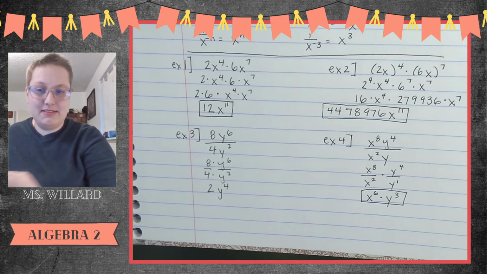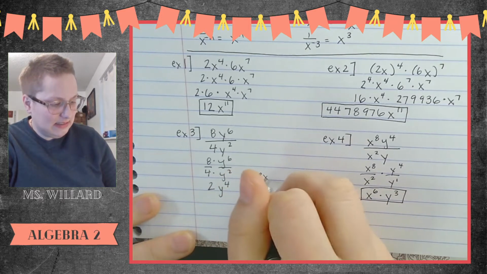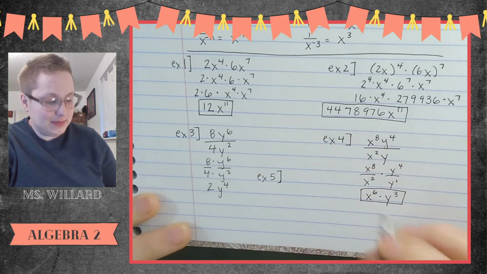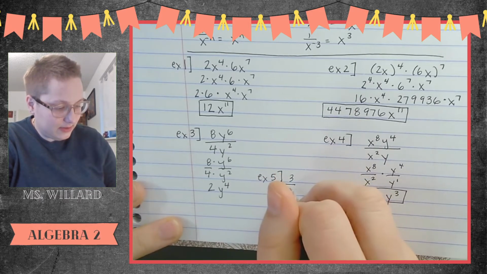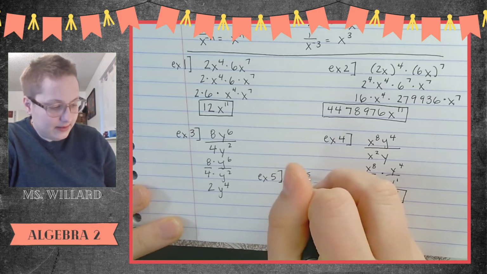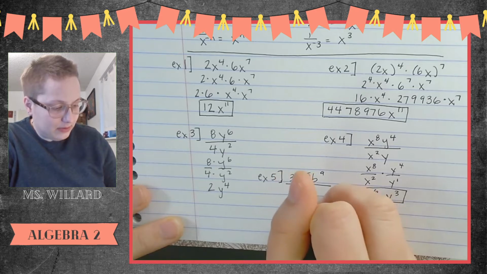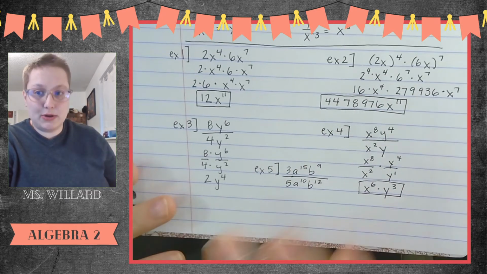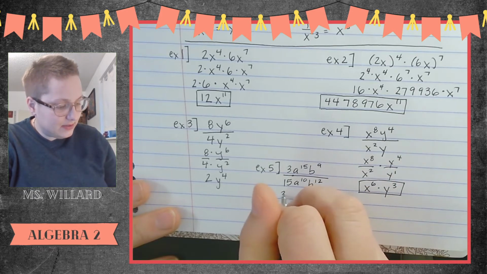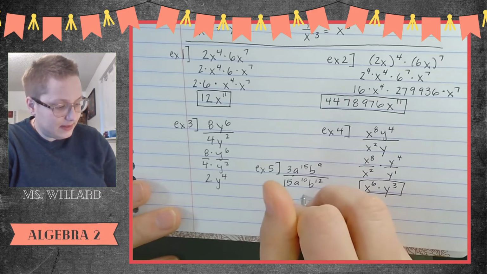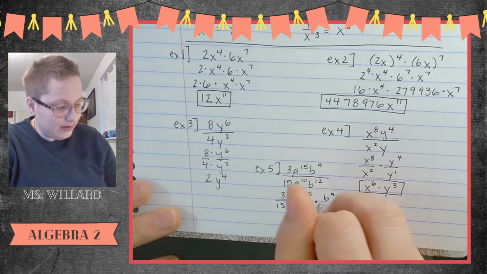Okay, now, none of these involved what I actually need to teach you that's new. So I'm going to put example 5 right in here, which hurts my heart a little bit, but it's fine. I'm not going to redo any of this. Okay, so 3a to the 15th, b to the 9th, over 5a to the 10th, b to the 12th. That's what we're going to do next. Okay, so I'm going to separate these. Oh, sorry, that's a 15. So this is 3 over 15 times a to the 15th over a to the 10th times b to the 9th over b to the 12th.